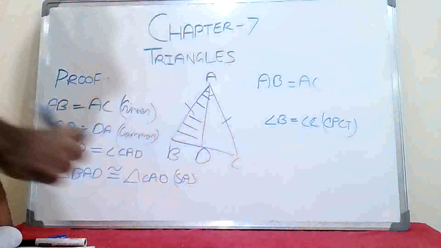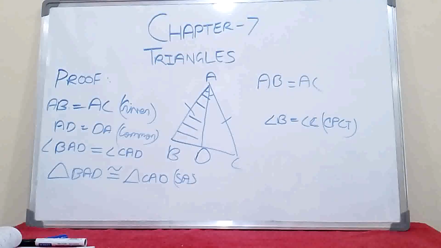As I have told you, CPCT means corresponding parts of congruent triangles. So ABD is congruent to ACD. So it means that angle B is equal to angle C because each part of congruent triangles should correspond and be equal. So this is how we prove that angles opposite to equal sides are equal. Next we'll be proving how sides opposite to equal angles are equal.